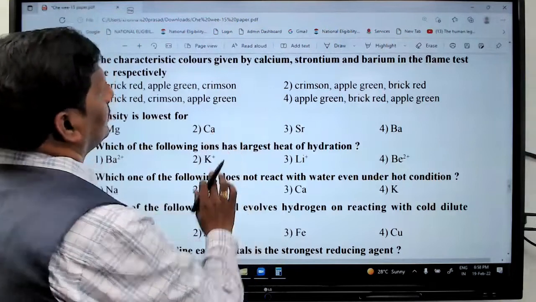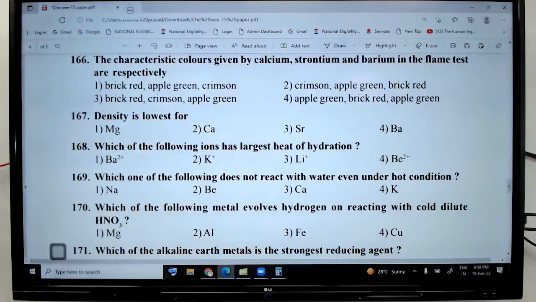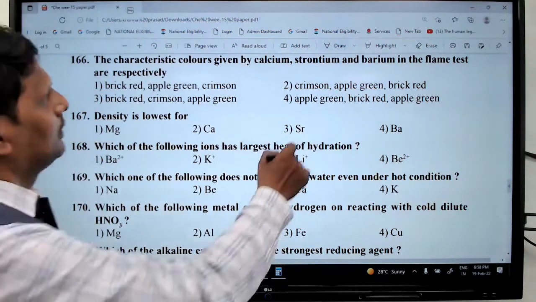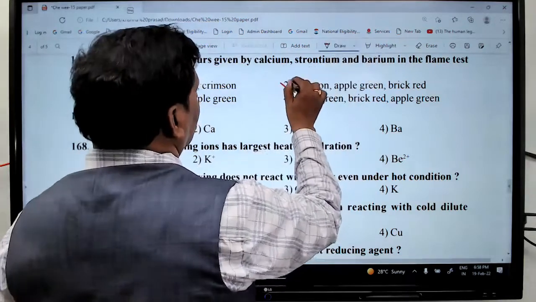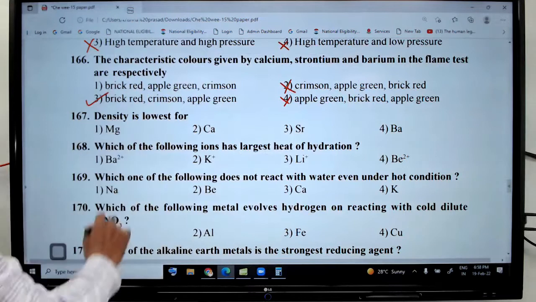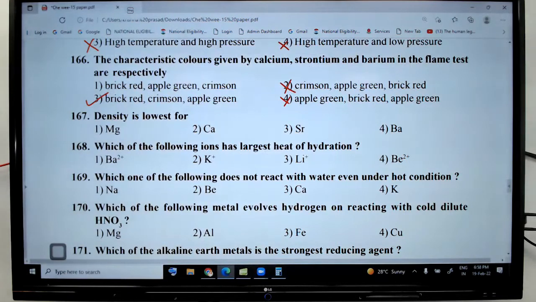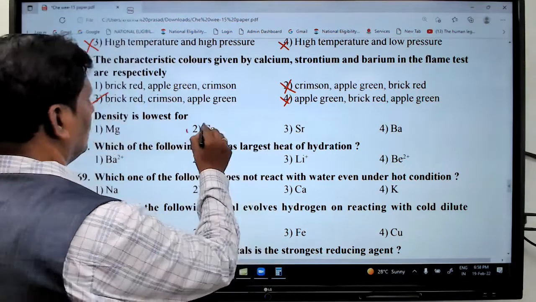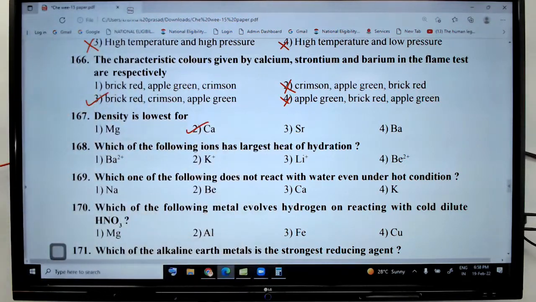166. Calcium briquette. Neglect these two. Strontium crimson red. That is the third option. Now, density is lowest for what? For alkaline earth group elements, density is least for calcium. Even beryllium is not, it is calcium.